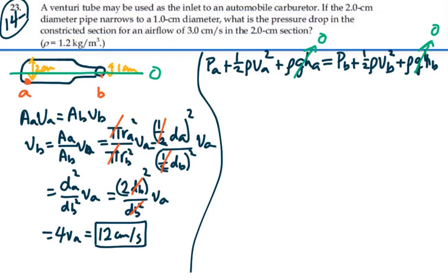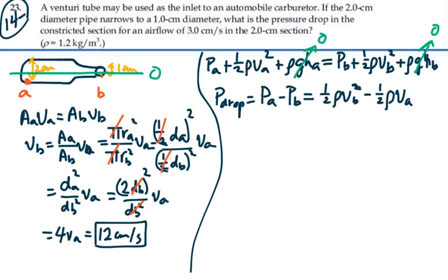So our height at A is 0 and our height at B is 0, and those terms are gone. We want to find the pressure drop, which is going to be the pressure we started with minus the pressure we end up with. That'll be our pressure drop as we go from A to B. So our pressure drop is going to be equal to the pressure at A minus the pressure at B, which from the above equation would be equal to 1/2 the density times the velocity at B squared minus 1/2 the density times the velocity at A squared, which is going to equal 1/2 the density times the velocity at B squared minus the velocity at A squared.